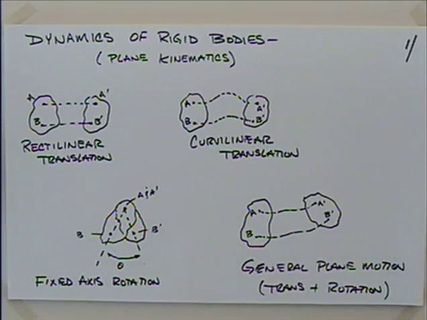And then we could put the whole thing together. We could talk about translation plus rotation. So adding translation and rotation, we get general plane motion. So these paths would not necessarily be the same length at that point.